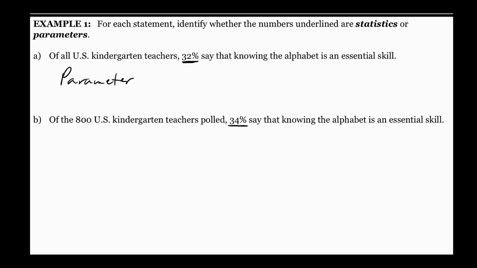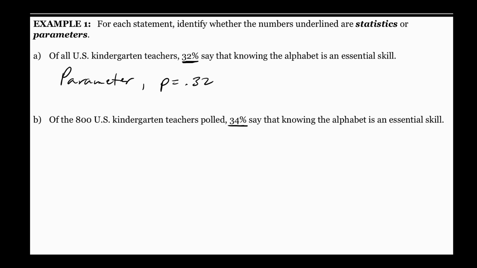And 32% is a proportion, right? So are we going to use P or P hat for this guy? There you go. So we would say P equals 0.32. Because P is always a decimal, not a percent. Okay, that's how we would write it. Okay, letter B.